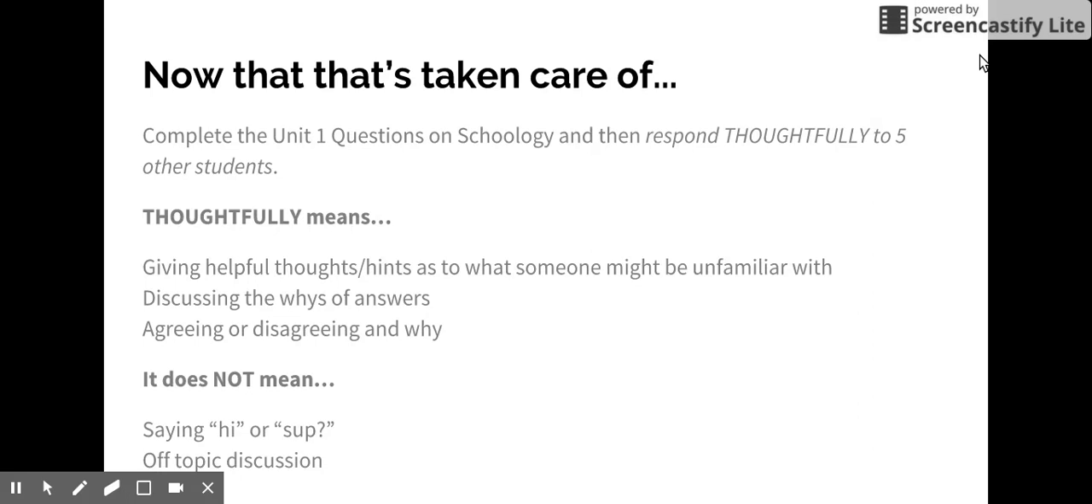Thoughtfully means that you're giving helpful thoughts or hints as to what someone might be unfamiliar with. So maybe you're giving them an answer. Maybe they don't know what difference is, and you know what it means. So you're going to say, hey, difference is just this. You might discuss the whys of answers. So why is this how you feel? Why? That kind of stuff. And you could also do agreeing or disagreeing with someone and why.